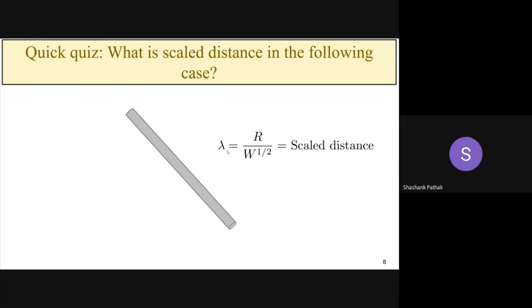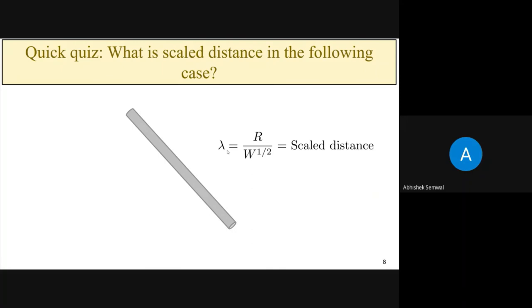Abhishek? Yes, sir. Please try this one. This is very simple. Sir, I have tried it before this. Okay.